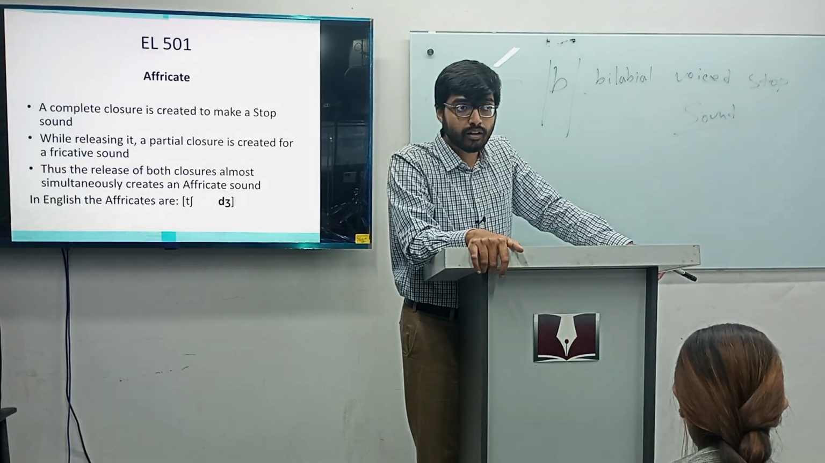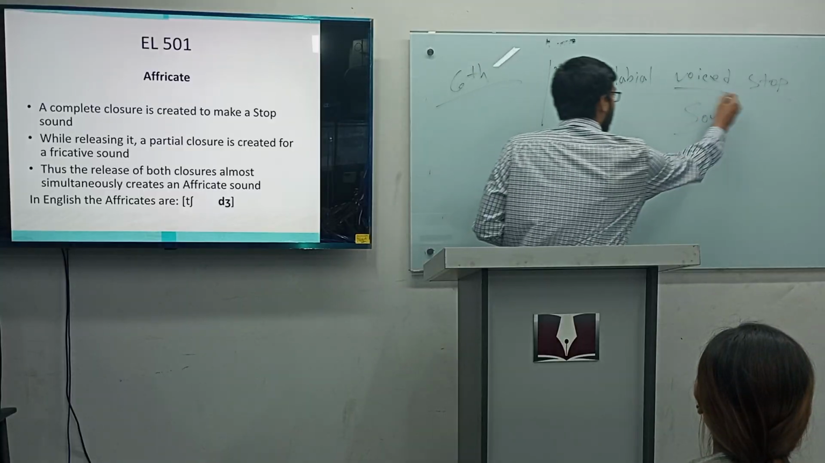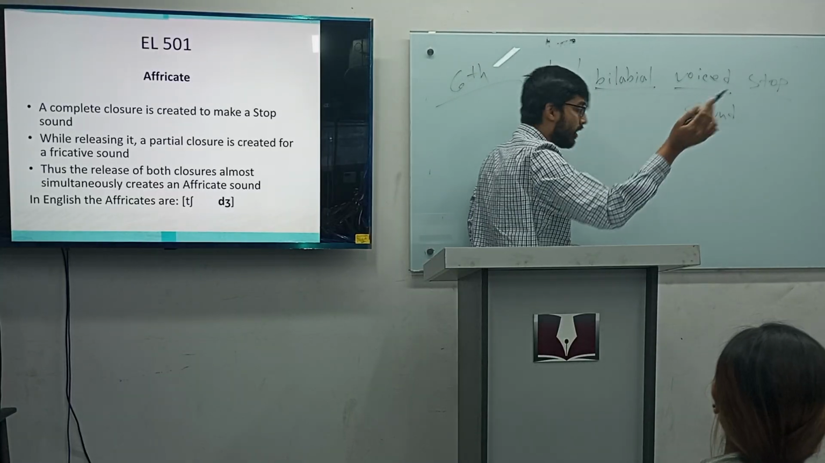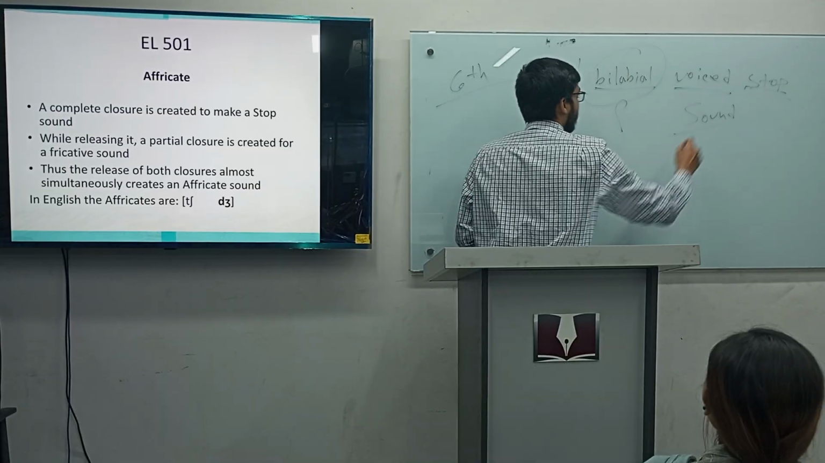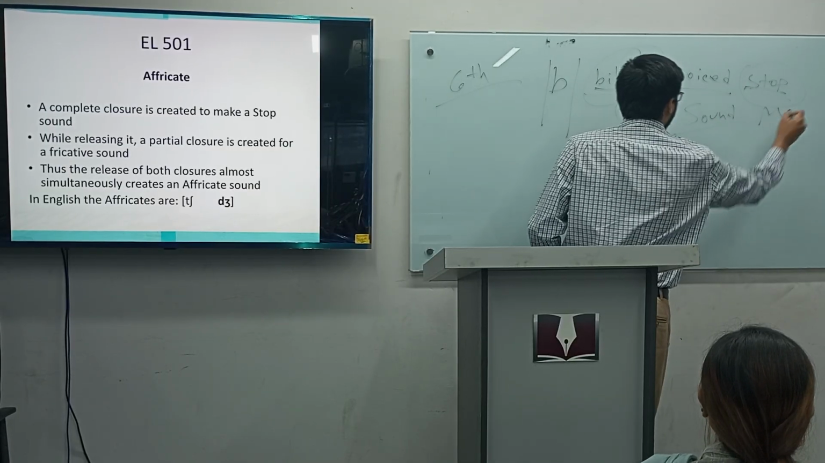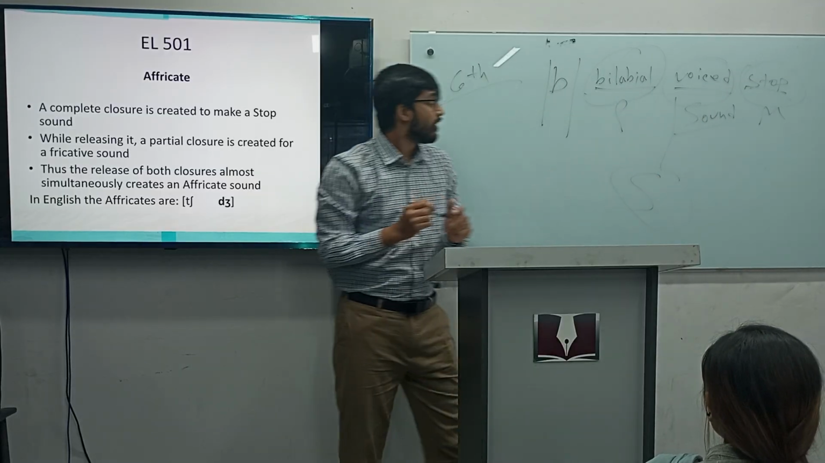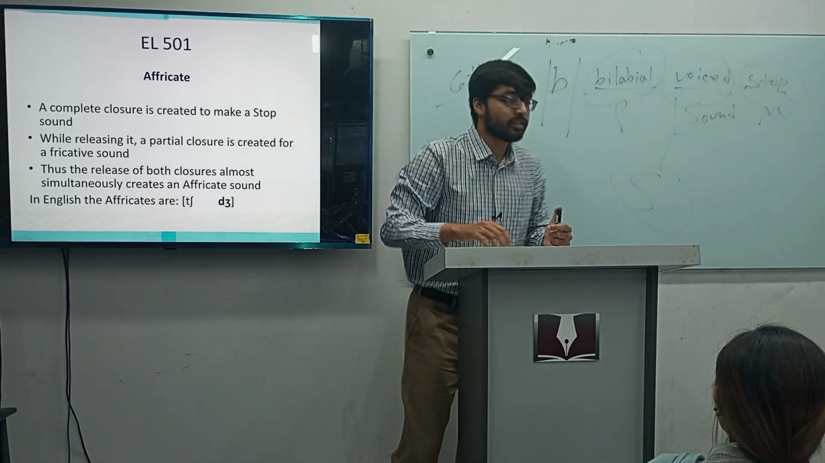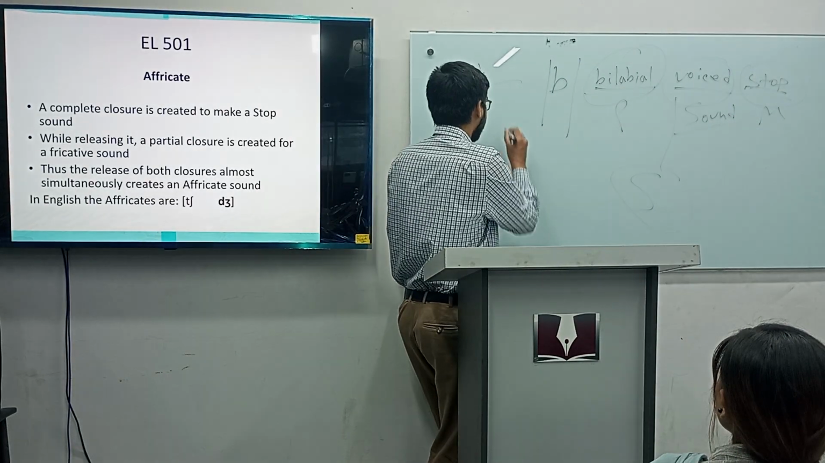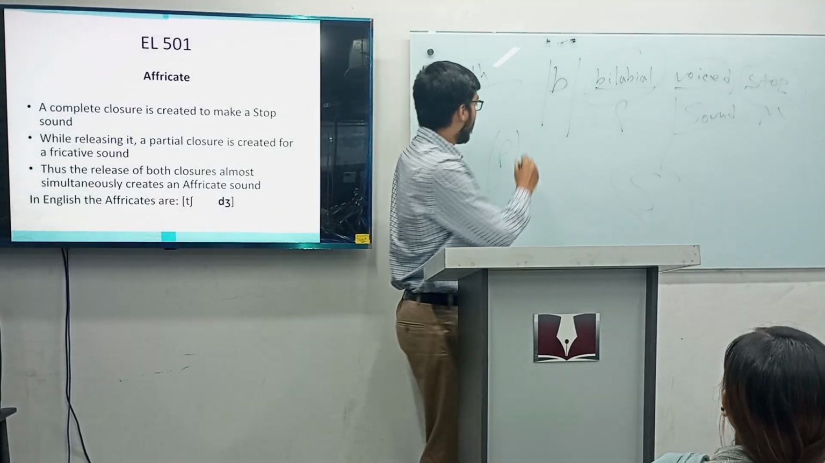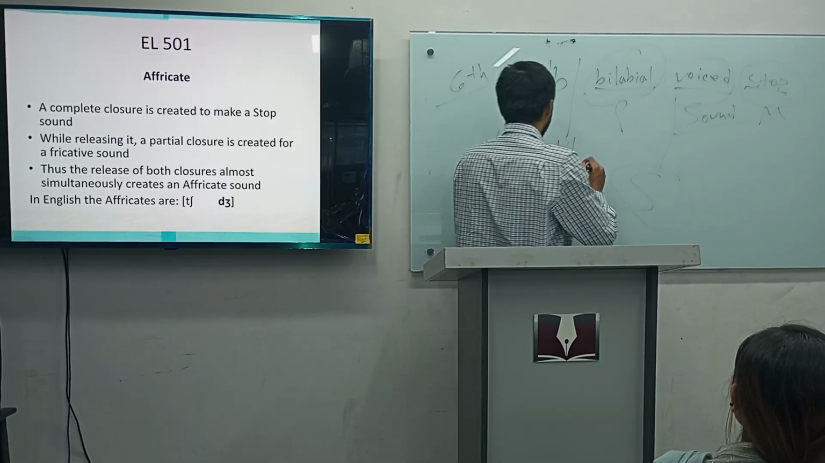Understood, everyone? So, ba is a voiced sound, ba is a bilabial sound, and ba is a stop sound. Bilabial is the place of articulation, stop is manner of articulation, and voiced is state of glottis. So we'll be saying ba is a bilabial voiced stop sound. Pa is a bilabial voiceless stop sound.